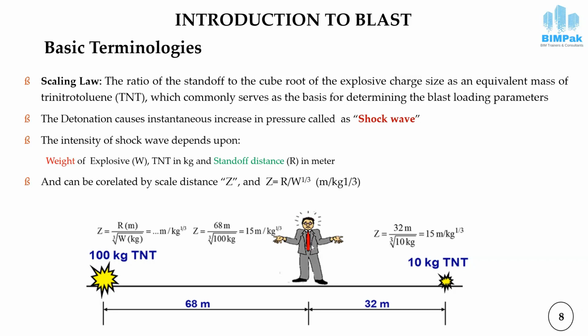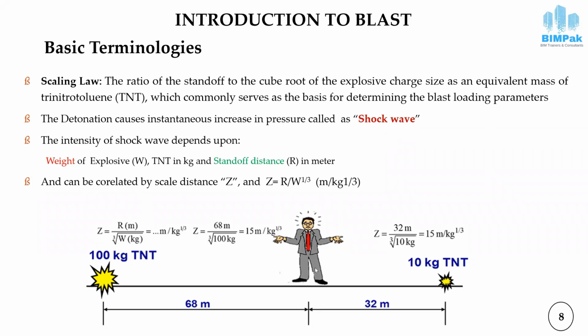For example, in this case, you can see that at the right side, an explosion of 10 kg of TNT occurred at a distance of 32 meters. And at the left side, 100 kg of TNT explosive occurred at a distance of 68.68 meters. So the scale distance Z for both of these explosive materials is 15 meters per cube root of kg. So the effect of both of these explosions on this man will be the same.